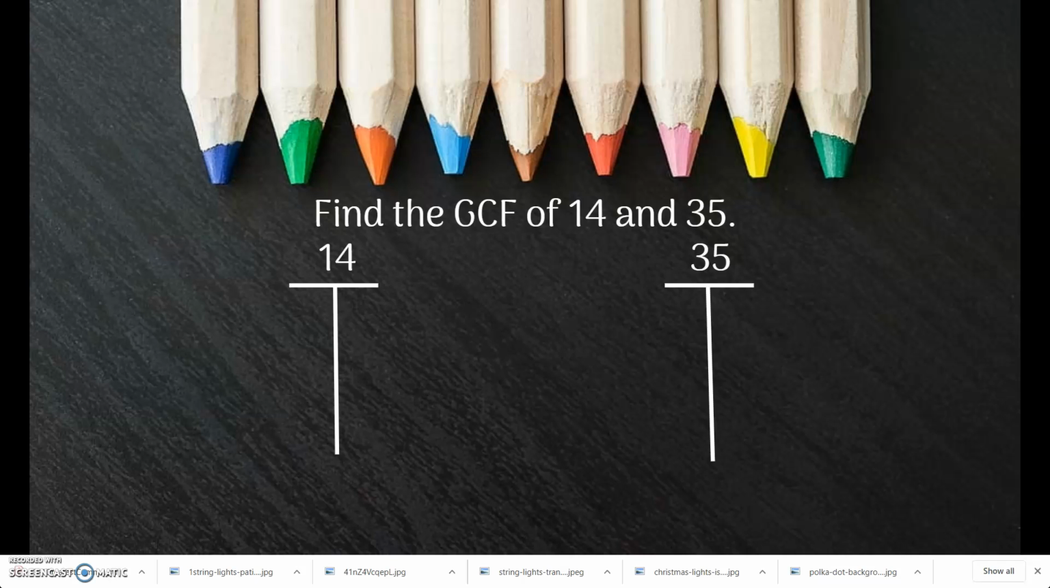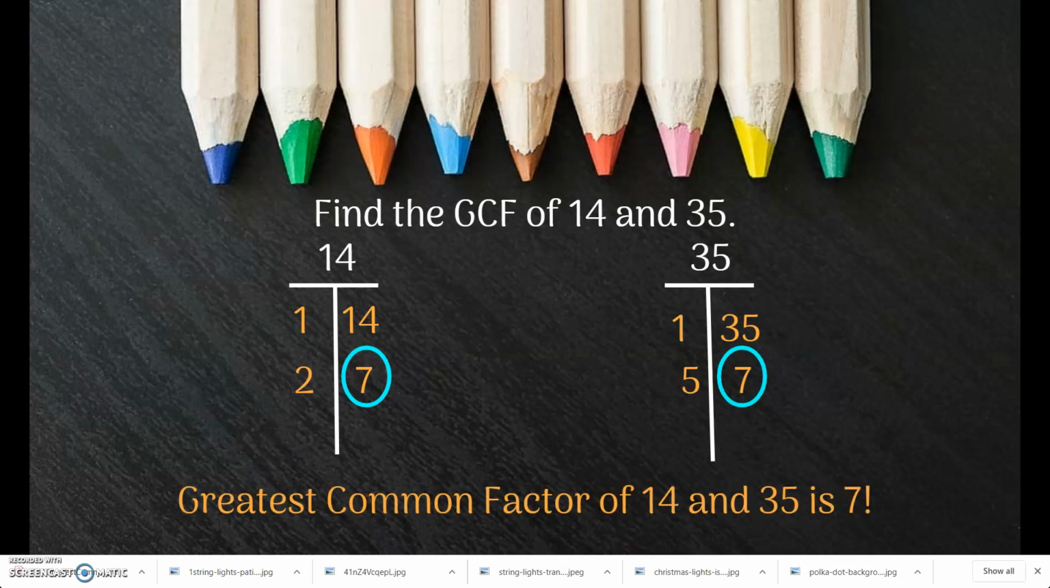14 and 35. We start this by finding factors of 14. So what two numbers are multiplied together to give you 14? We have 1 and 14 and 2 and 7. We'll do the same thing for 35. We have 1 and 35 and 5 and 7. Now to find the greatest common factor, we find the biggest factor that they have in common, which in this case is 7. So the greatest common factor of 14 and 35 is 7.